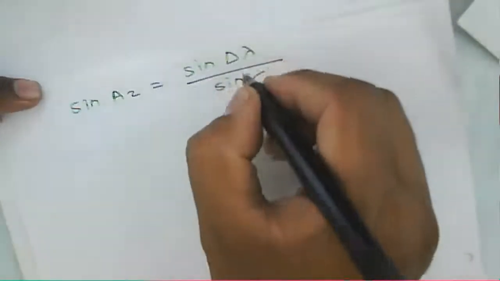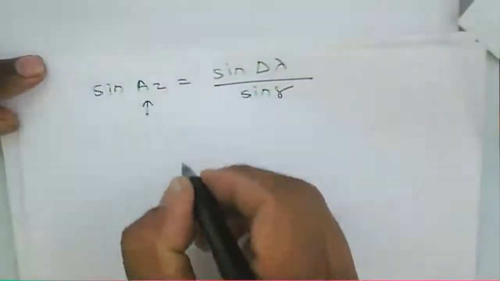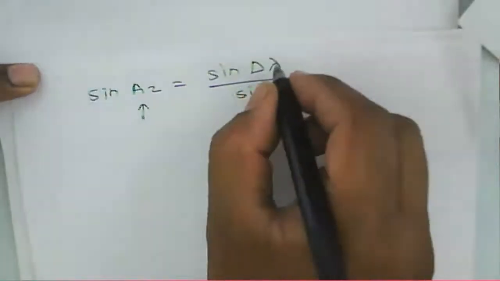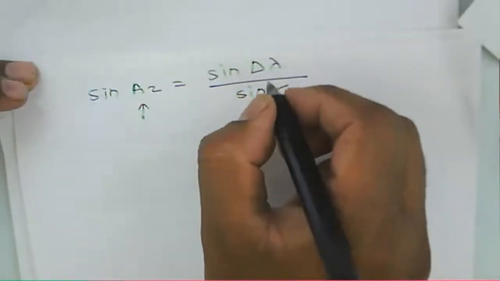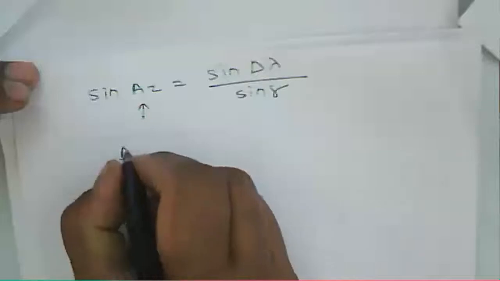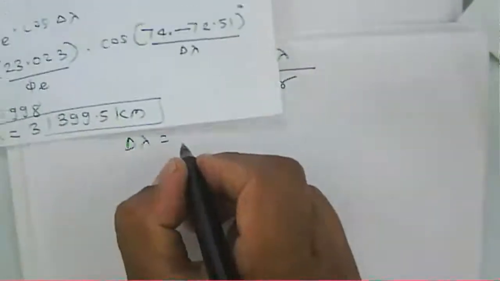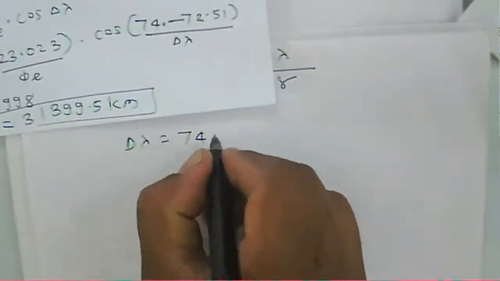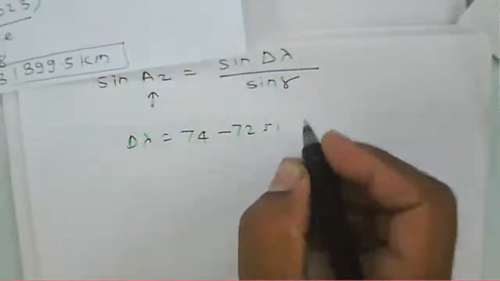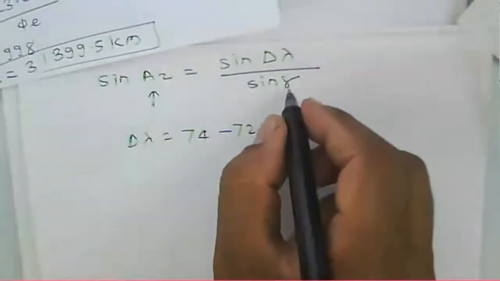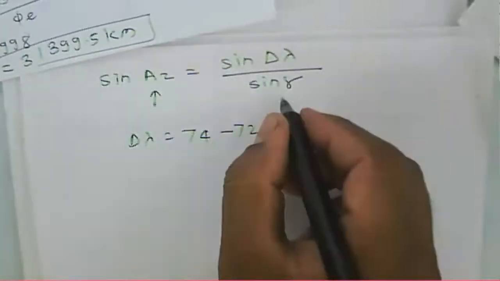So sine of Az is nothing but the azimuth. Sine of delta lambda is nothing but what? A difference in the longitude, delta lambda, is equal to what? This one, that is about 74 minus 72.51. That is about delta lambda. And this gamma, that is about the central angle.